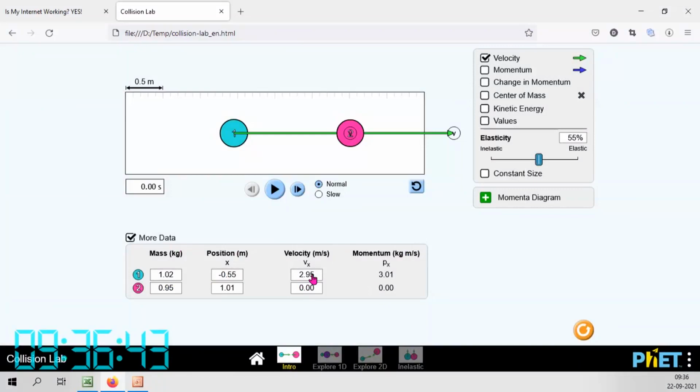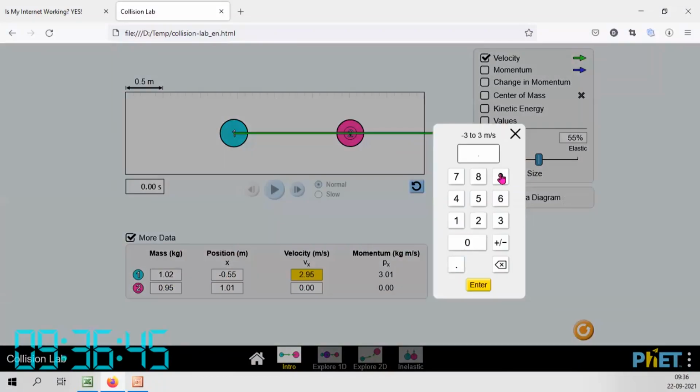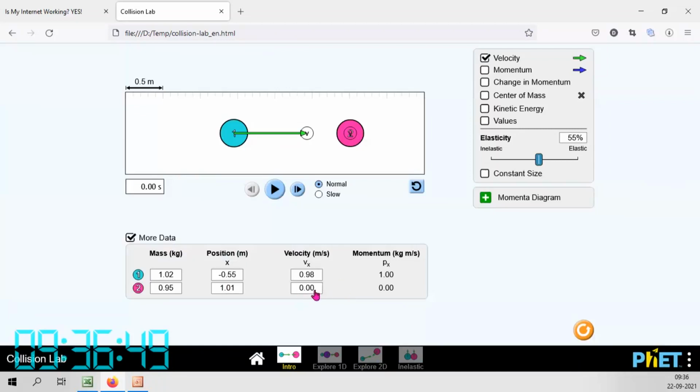Then velocity 1 and velocity 0.98. Final velocity remaining same. Then elasticity is 0.5, so I prefer 0.45. Okay, so let us do the experiment. So 0.29, 0.74. So I have to enter that in the software.